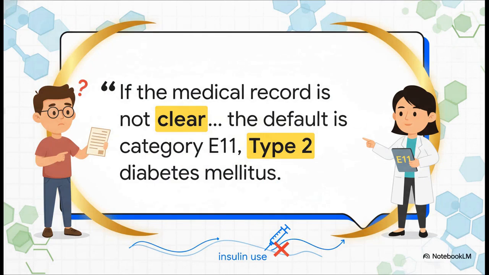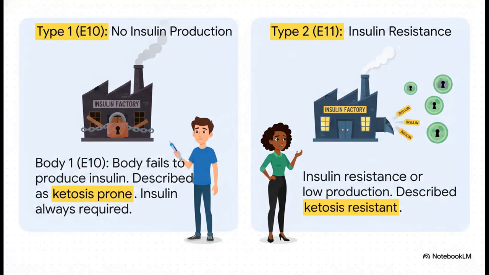If the documentation is vague, if it just says diabetes without specifying a type, you must, by default, code it as E11, type 2. And this is true even if the patient is on insulin. I can't stress that enough. This isn't a suggestion. It's a hard and fast rule to make sure coding is consistent everywhere. So let's just put them side by side to really let it sink in.